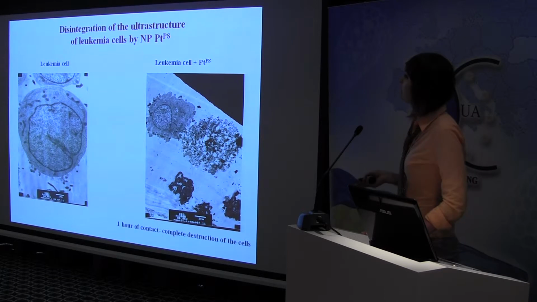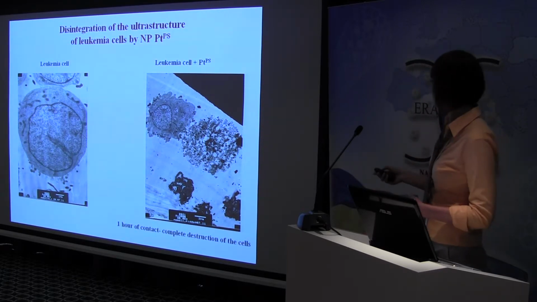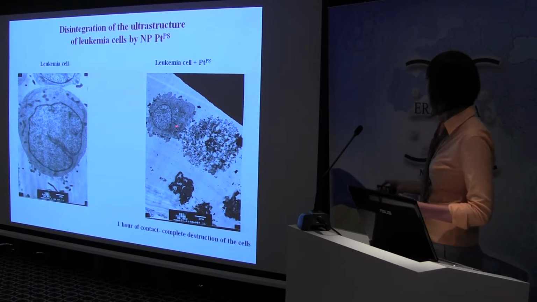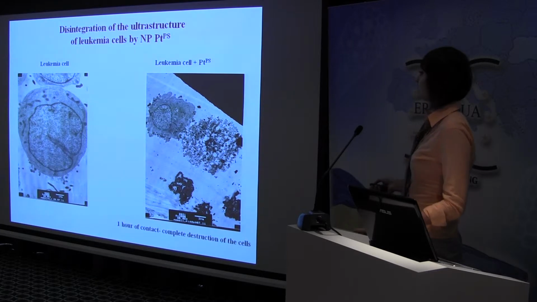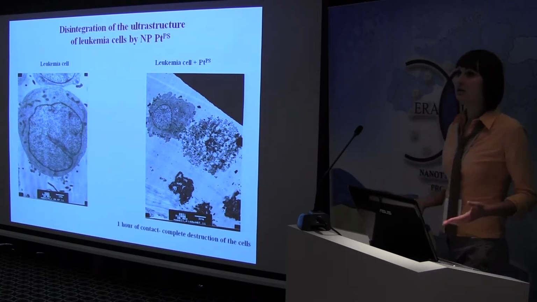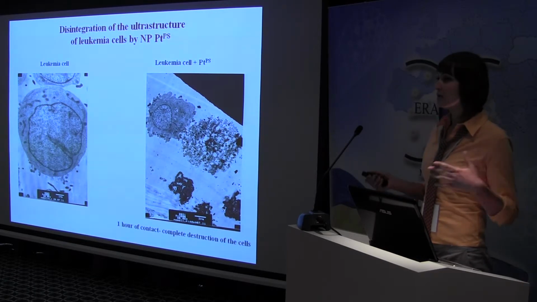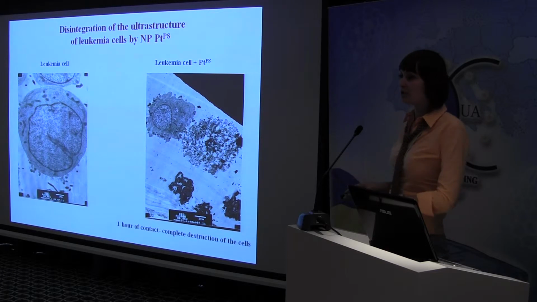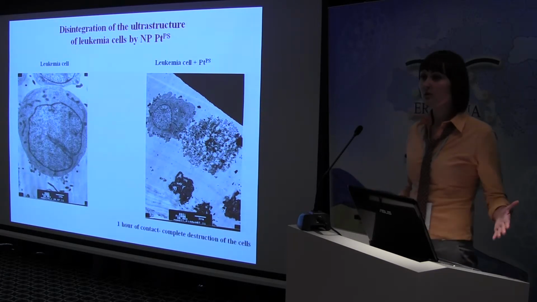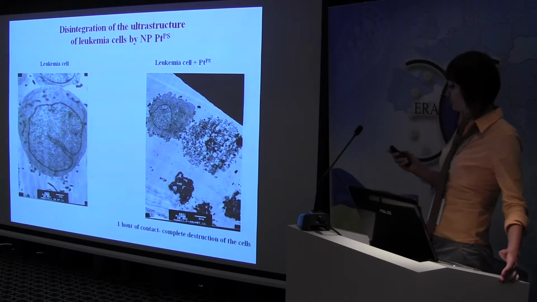Contact with the leukemia cells leads not only to a reversible change in ultrastructure, but to destruction of the cell. So we can verify that platinum nanoparticles with polysaccharides lead to irreversible change of cancer cells and even to their destruction.